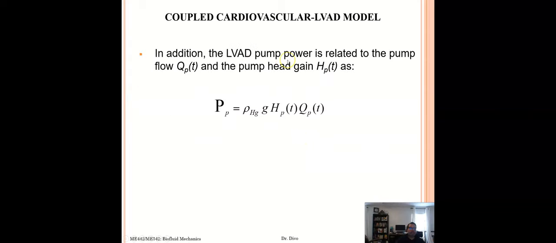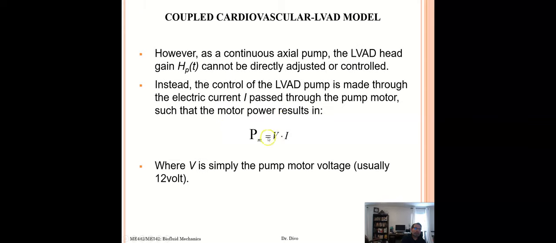In addition, the pump power is related to the pump flow and the head gain through this hydrodynamic relationship. Remember that hydrodynamic power is essentially pressure times flow. As electric power is voltage times current, hydrodynamic power is pressure times flow. The head gain times the density of mercury and gravity is the actual pressure. This is the pressure gain in the pump. And the flow that it produces, QP, multiplying that, produces the power. This is not pressure. This is power of the pump. This is the hydrodynamic power, while this is the electric power.